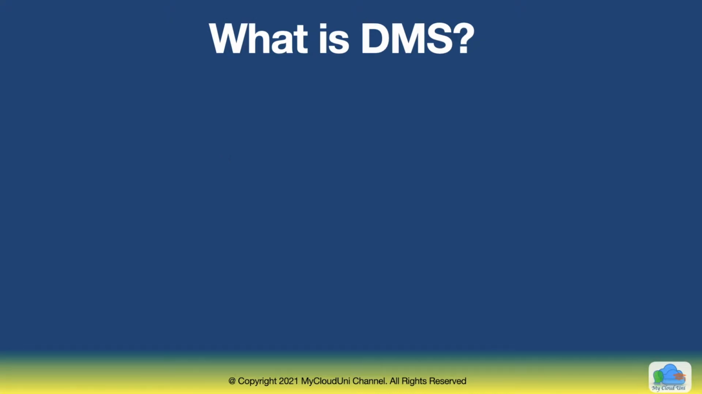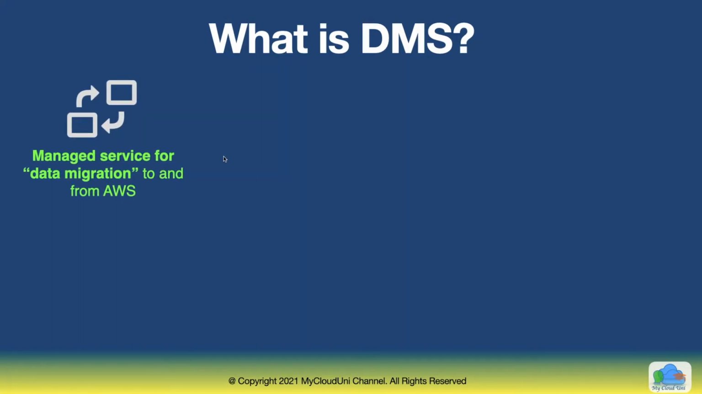So what is DMS? DMS is a managed service from AWS for migrating data to and from AWS. It helps you to migrate data quickly into AWS and also securely. You can use this service to move data not only into AWS but also move data from AWS to other places such as your on-premise or maybe other cloud.